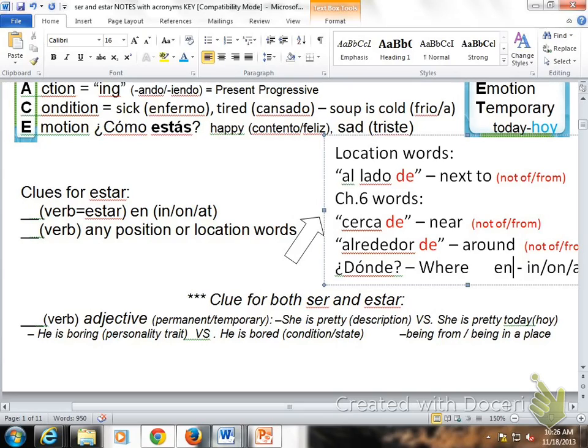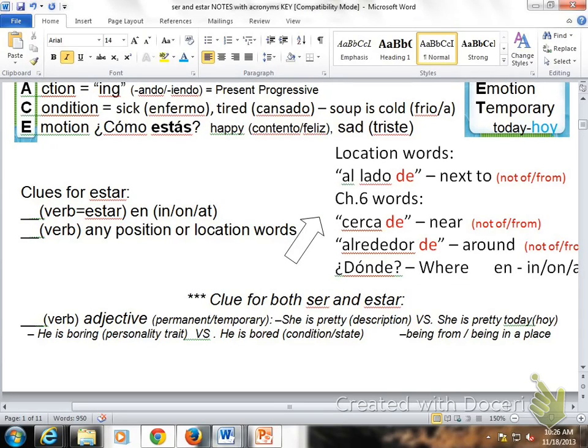And here are some clues that could be for both. We're going to try to stay away from some of the tricky ones, but this one should be very clear. If you have a subject and then a blank where you're going to put the verb and then an adjective, it can be a description. She is pretty. That's a characteristic of her. That's going to be the verb ser. That's something that's more permanent.